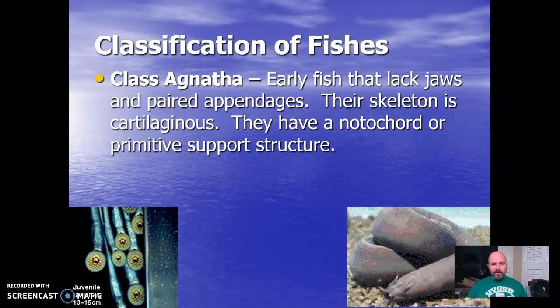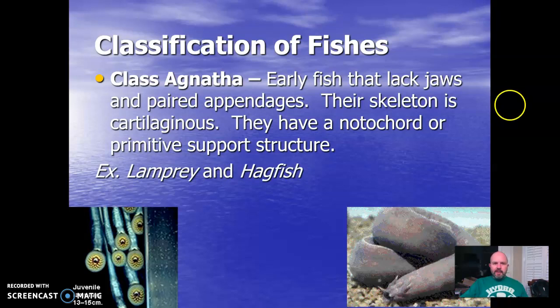The skeleton of this animal is cartilaginous, meaning it's made of cartilage, so it's not hard bone. They have a notochord or primitive support structure, so very similar to what we saw in some of the earlier chordates. Two living examples of the Agnathans are the lamprey, pictured on the left. You can see some juvenile lampreys with their kind of strange round sucker mouths with all of their little teeth. And hagfish on the right.